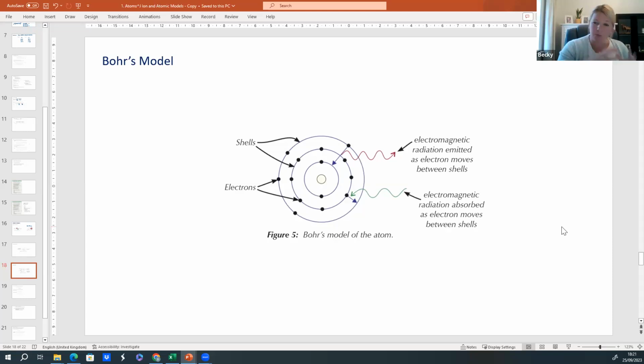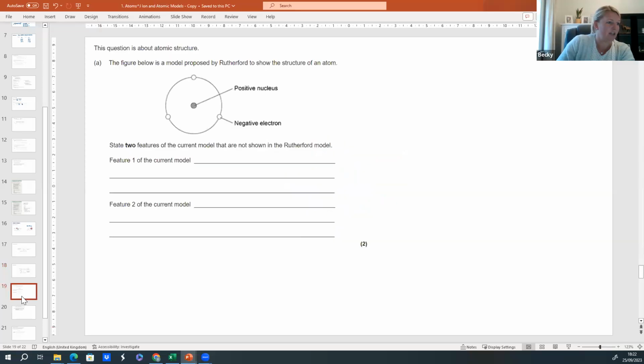So this is pretty much where we're at now. Obviously, we've also discovered that we have neutrons, so we know the nucleus is made up of protons and neutrons. But in terms of electrons, it was Bohr that said they were in these fixed energy levels and had these specific energies.